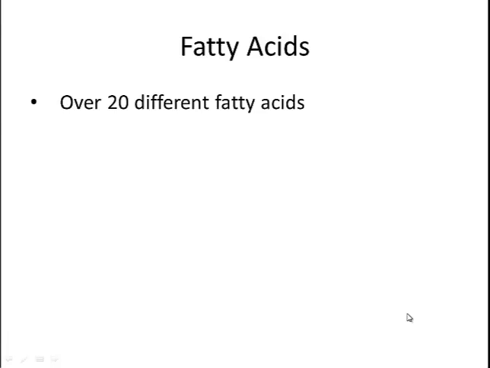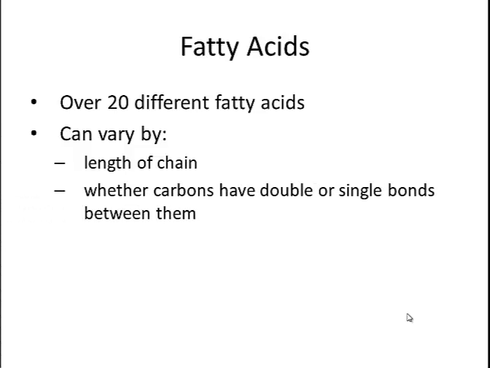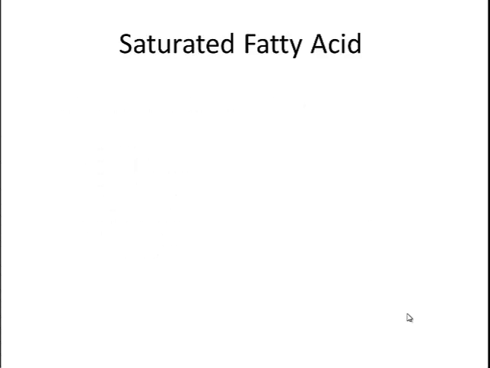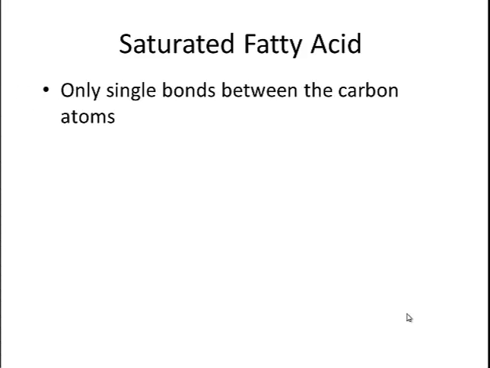Over 20 different fatty acids are used in human nutrition. And those fatty acids can vary by their length, whether the carbons have double or single bonds between them, and the total number of double bonds between the carbon atoms. There are several different types of fatty acids: polyunsaturated, monounsaturated, and saturated fatty acids. And we're going to start by talking about the saturated fatty acids.